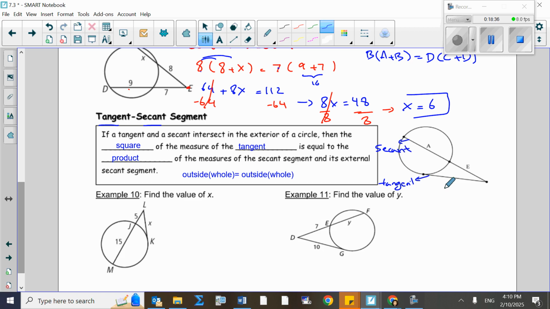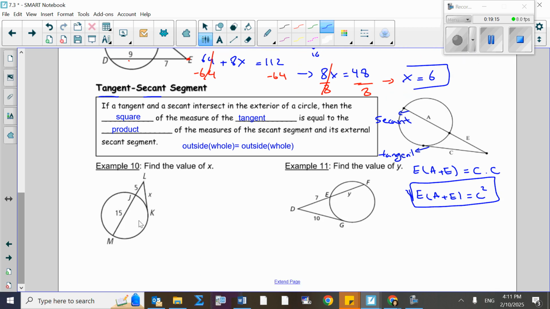Now let's see how it looks when I apply it on this shape that you see. Okay, outside is E. What is the whole line? It's A plus E. And then I'm going to look at the other line, which is the tangent line. The part which is outside of the circle is C. The whole line is also C. So the outside and the whole line are the same. So that's why I have C times C. So E times A plus E is equal to C squared. So that's what we're basically doing here.